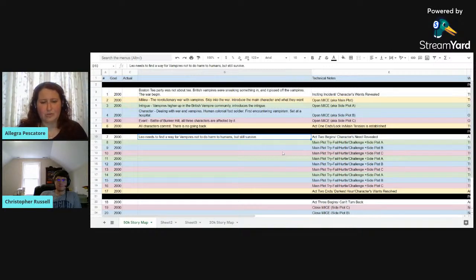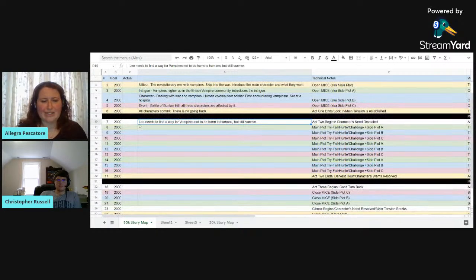So then we get to Act 2. Act 2 is essentially every single chapter moving forward your main plot line in some way, shape, or form. But every chapter is also moving along another plot. It could be milieu plus intrigue, or milieu plus character, or milieu plus event. You can have character plus event or intrigue plus event. That's fine, but the milieu still has to be there.